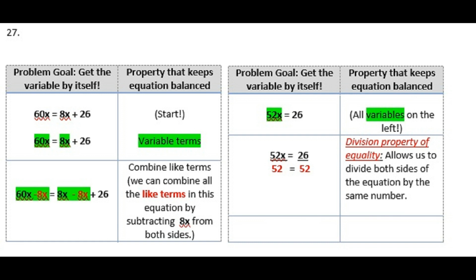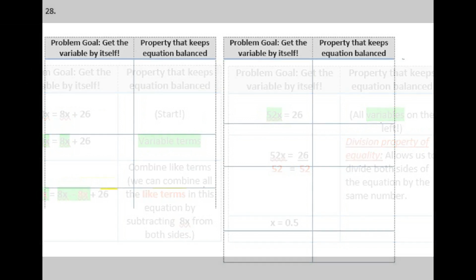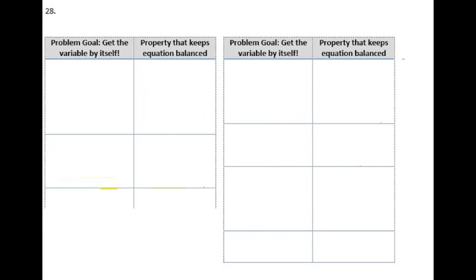All we're doing now is dividing by 52. And I will tell you that a lot of times our students will look at that and go, is 52 divided by 26? No, check your math. X is 0.5, and that's the right answer. Okay? Just because you do get a decimal doesn't mean you're automatically wrong.